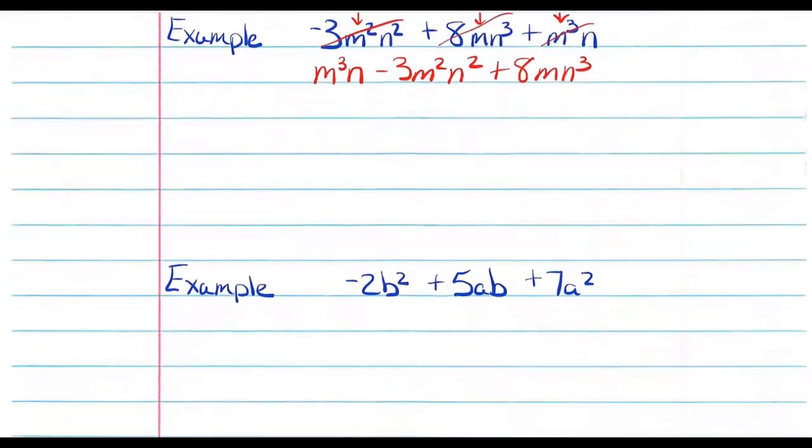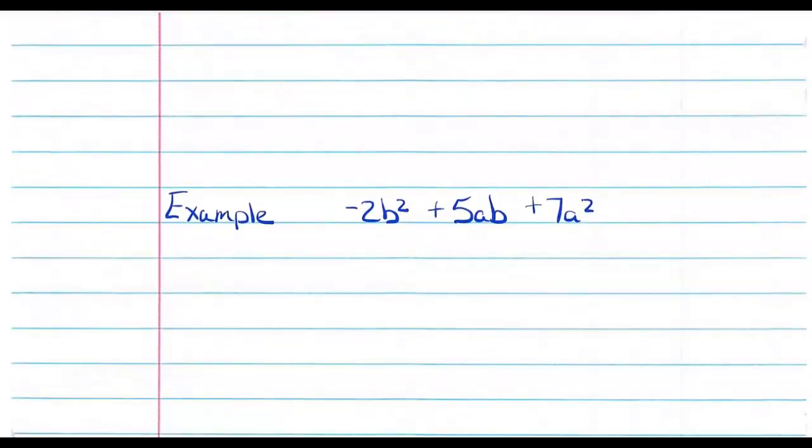Okay, next one. Let's try another one. Negative 2b squared plus 5ab plus 7a squared. The first thing I notice is I have two variables. I have both an a and a b. Alphabetical order, I only focus on the a. I don't care about the others, only the a. So I'm looking at, I have an a here. I have an a here. I need the highest exponent, which would be a squared.